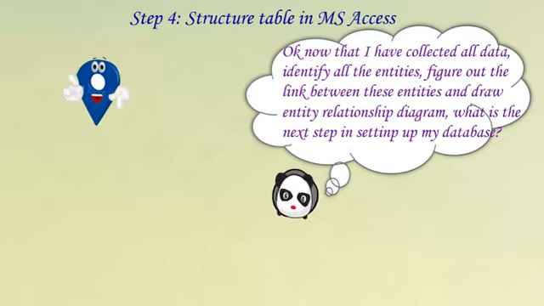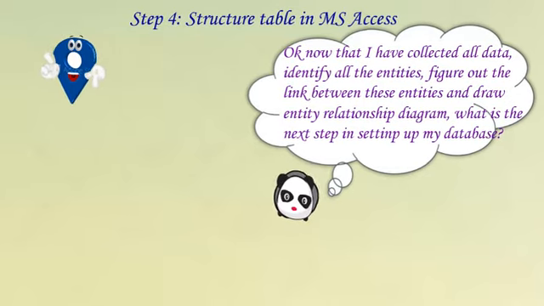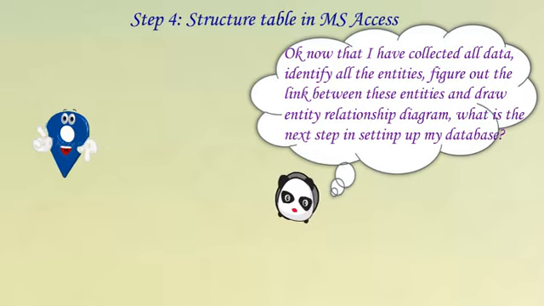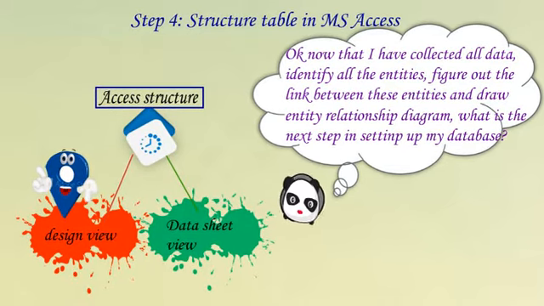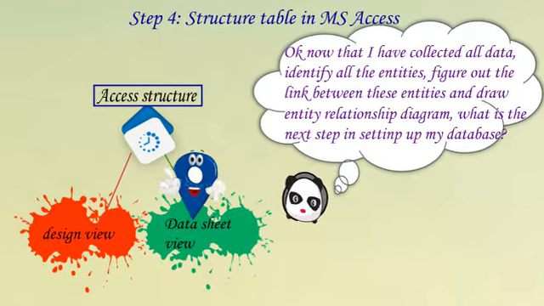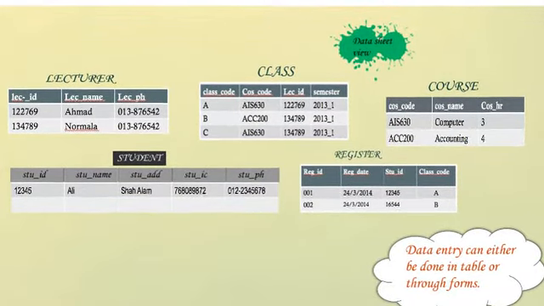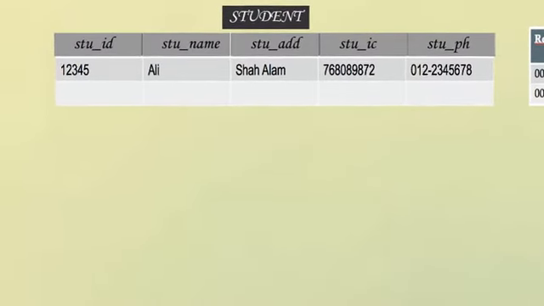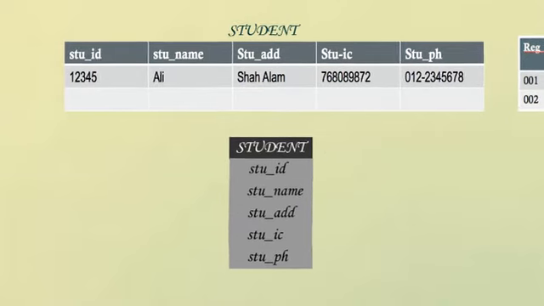I will not explain in detail how to use Microsoft Access. However, I will show the concept of data structure in Access. In Access, we can structure our database while in Design View. Once the structure is ready, we can enter the data while in Datasheet View. Data entry can either be done in the table or through forms. During structuring, all fields for each entity appear in a column. Each field has its own definition in terms of data type, length, and so on. One of the fields has to be the primary key. The primary key has to be unique.